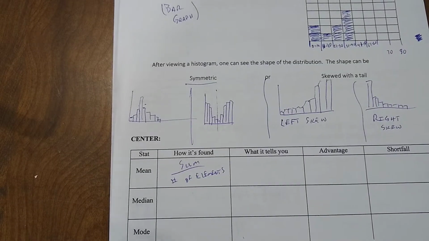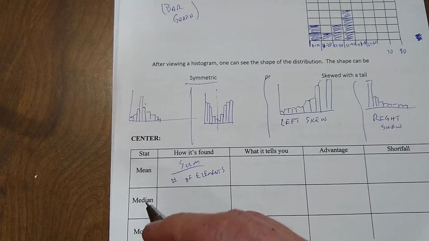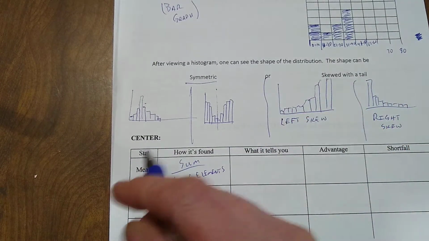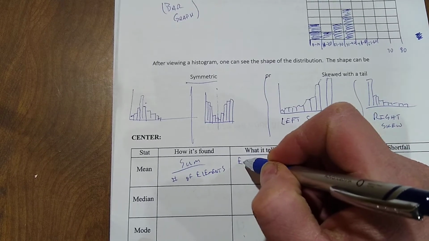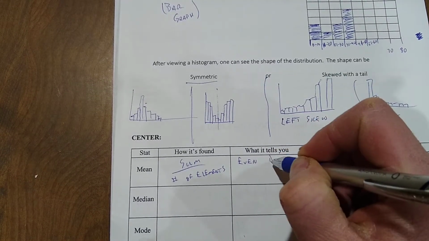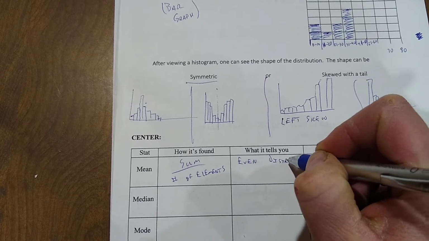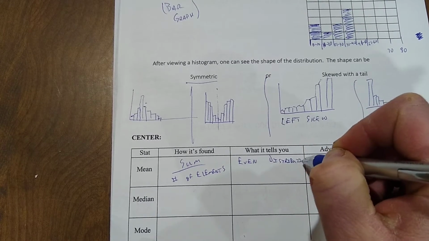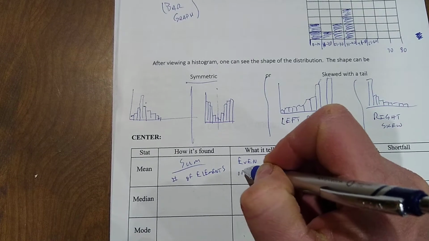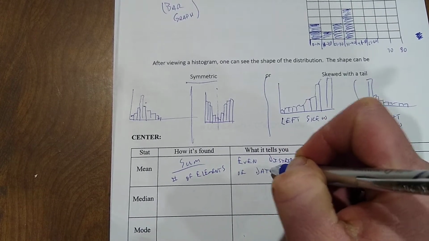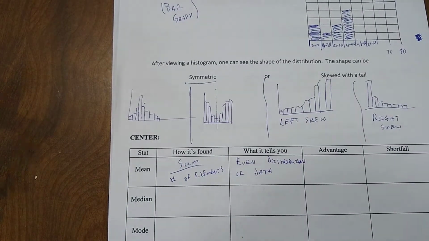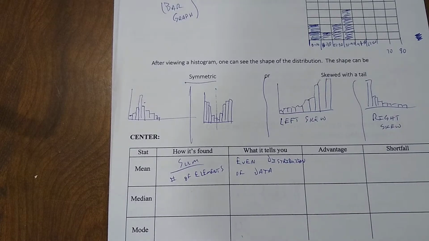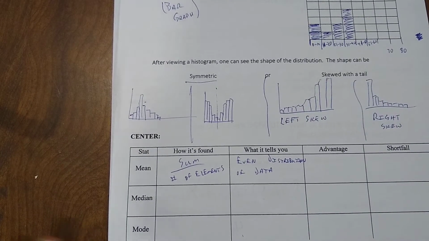What it tells you is if you add up all the data points and divide them up evenly, so it's an even distribution of data. If we're talking about average income, this would take everybody's income, divide it by how many people there are, and divide it evenly amongst everybody. So it just would take your data and distribute it evenly.